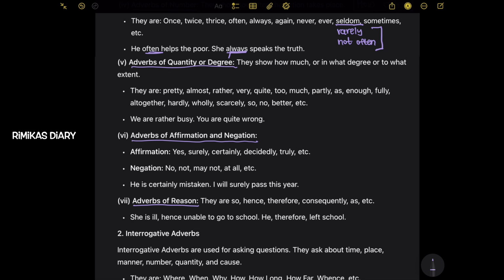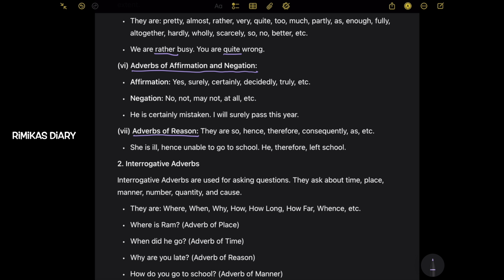Adverbs of quantity or degree. They show how much or in what degree or to what extent. They are pretty, almost, rather, very, quite, too, much, partly, as, enough, fully, altogether, hardly, wholly, scarcely, so, no, better, etc. We are rather busy. You are quite wrong.